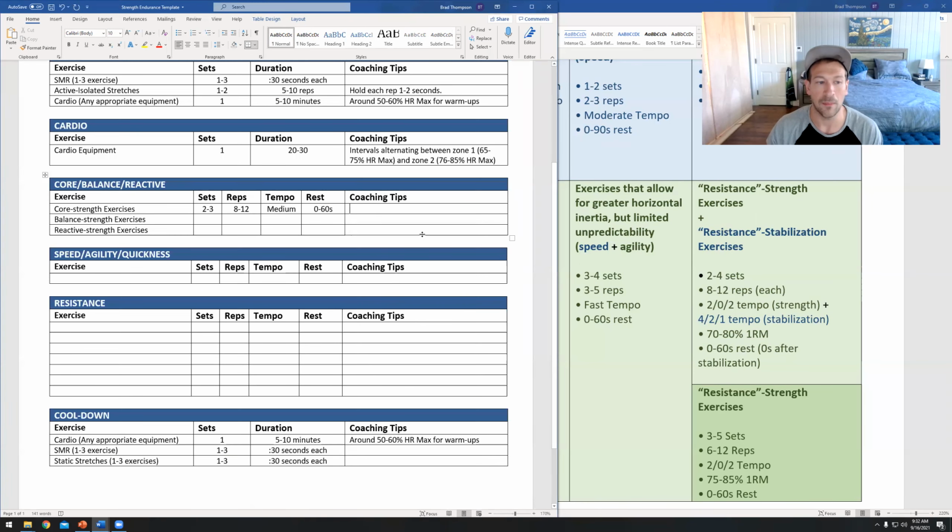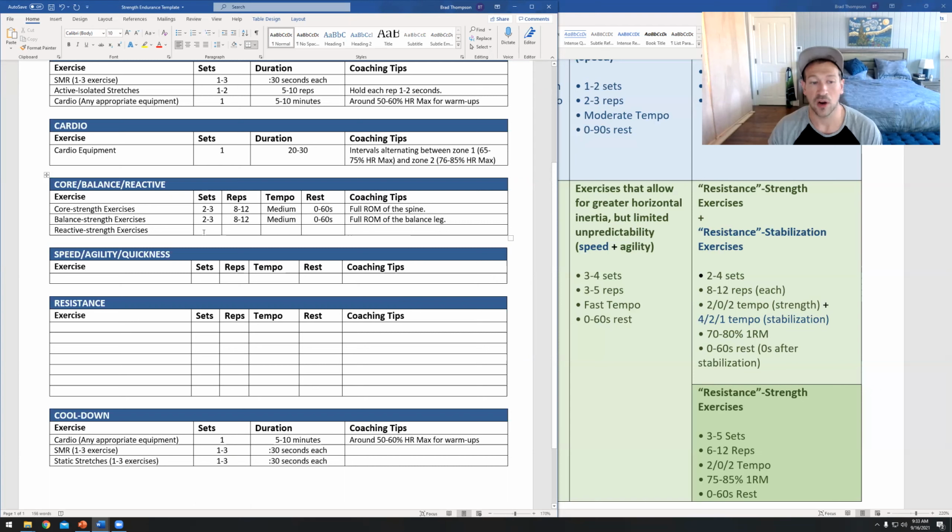And then for our balance strength, that's going to be 2 to 3 sets. That's going to be 8 to 12 reps. That's going to be at a medium tempo as well. 0 to 60 seconds of rest. And this is full range of motion of the balance leg.